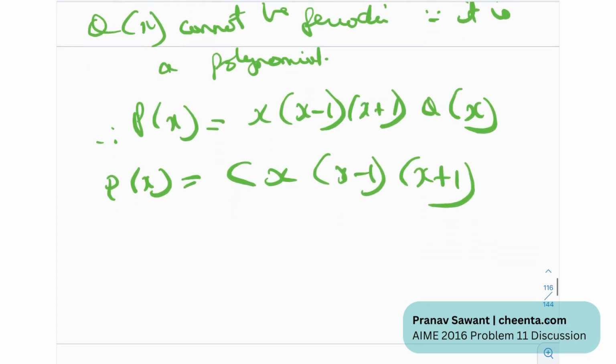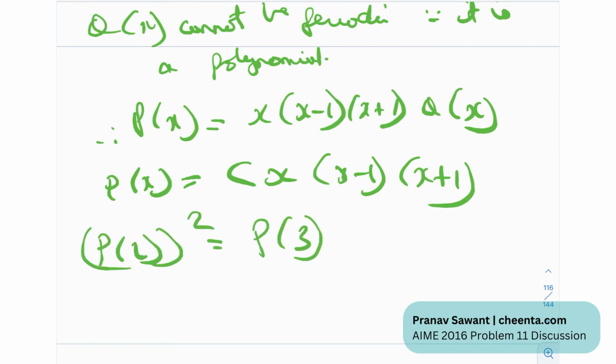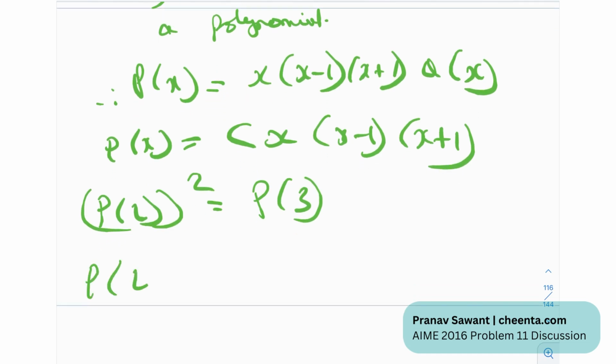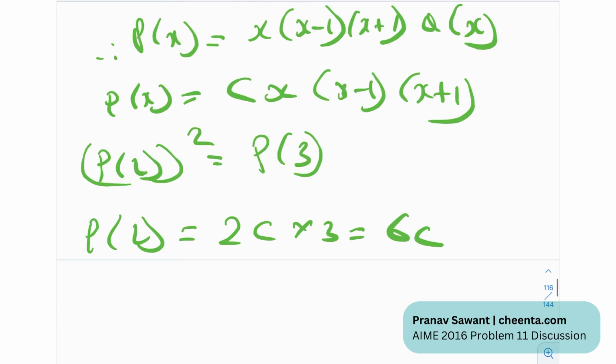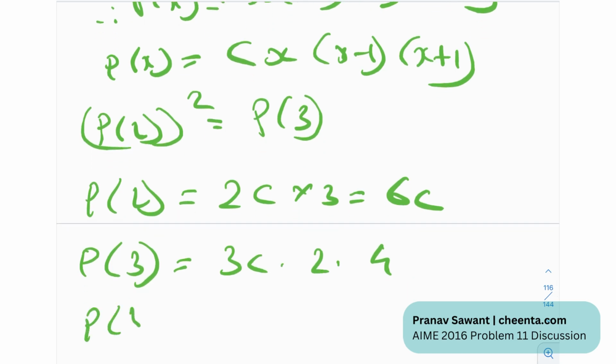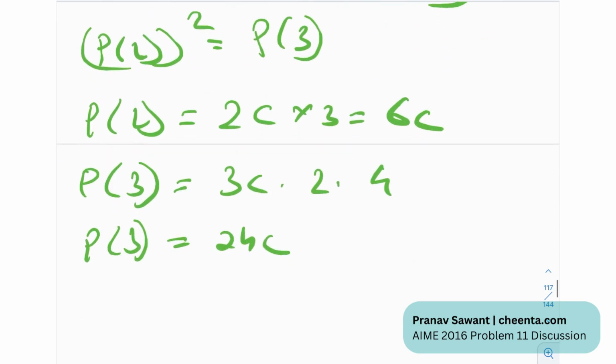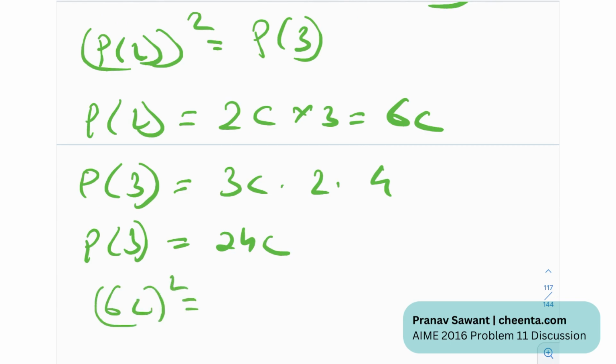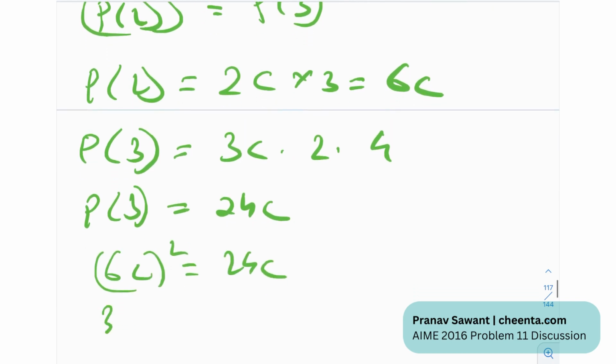Okay, and it is given to us that p of 2 whole squared is equal to p of 3, right? Now if I just plug in p of 2 and p of 3 over here, I'll get p of 2 is equal to 2 times c times 1 times 3, which is 6c. And if I plug in p of 3 over here, I get 3c times 2 times 4. So p of 3 is 24c. Now 6c whole squared is equal to 24c, or in other words 36c squared is equal to 24c.